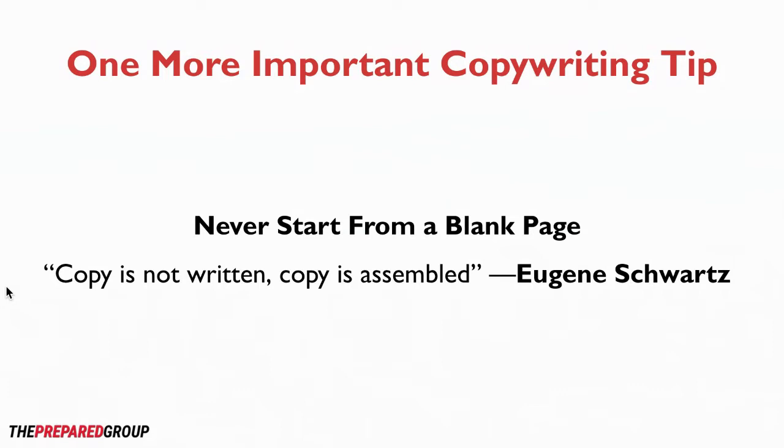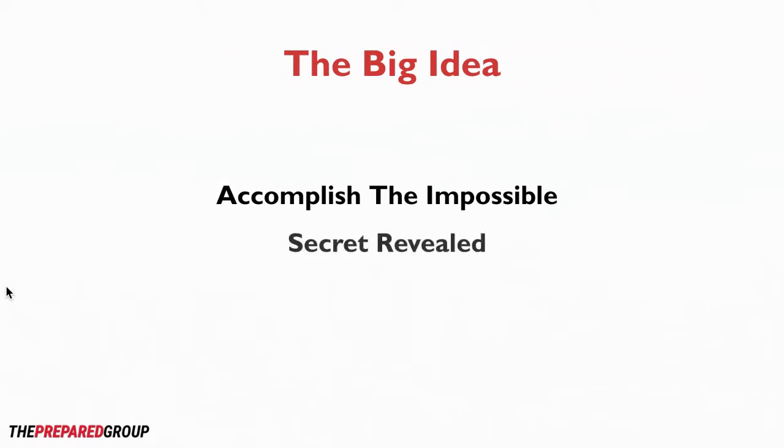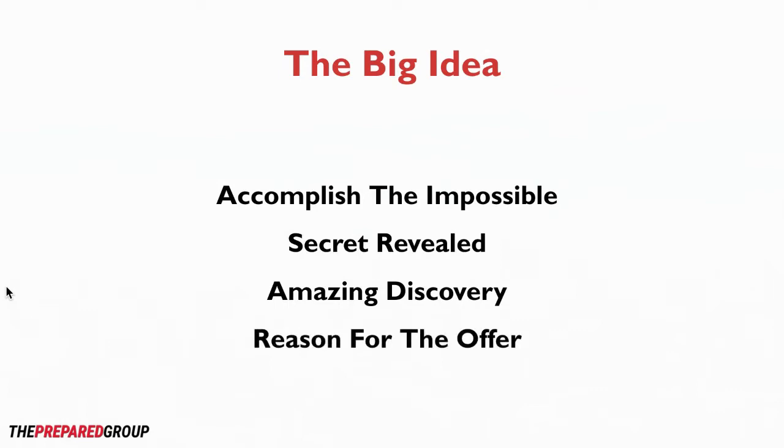Now, every bit of copy out there starts with a general conceit, a general idea, a general concept, something that in the copy world is known as the big idea. And I'm going to give you some examples of what a big idea might be. So it's maybe to accomplish the impossible, or it's the revelation of a secret that somebody who is a master at addressing this particular issue might have, and you're going to let them in on the secret, or some amazing discovery that you have, or just rationalizing that there's a reason for the offer. And I'll give you some examples of all of these with some classic copy.